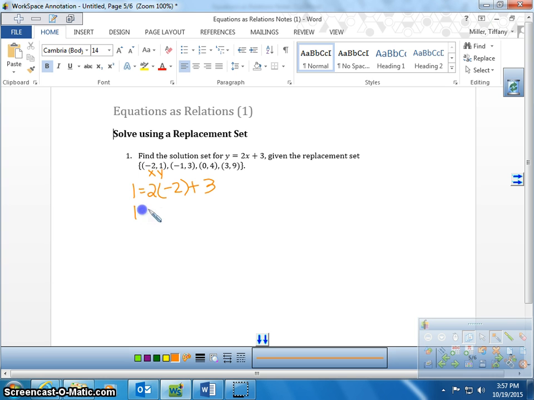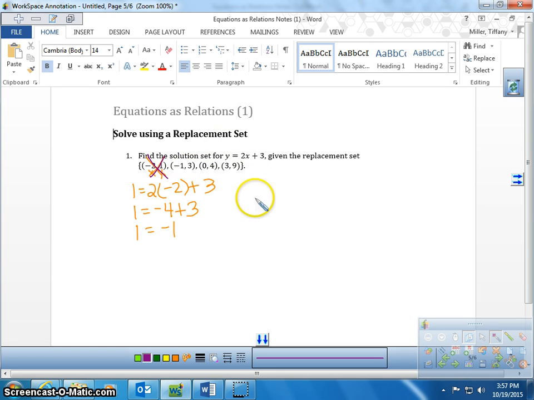So 1 is equal to 2 times -2, which is -4, plus 3. -4 plus 3 is -1. Does 1 equal -1? No, it does not. Therefore, (-2, 1) will not be a solution to this equation.